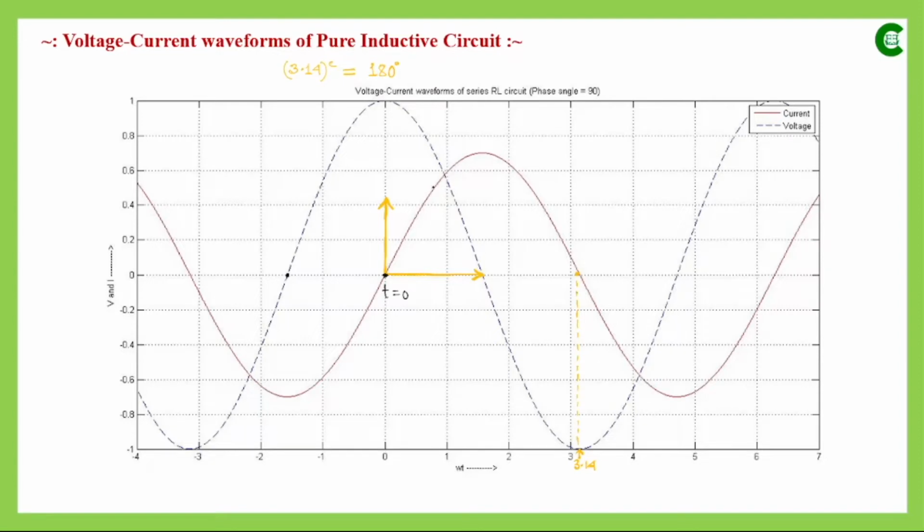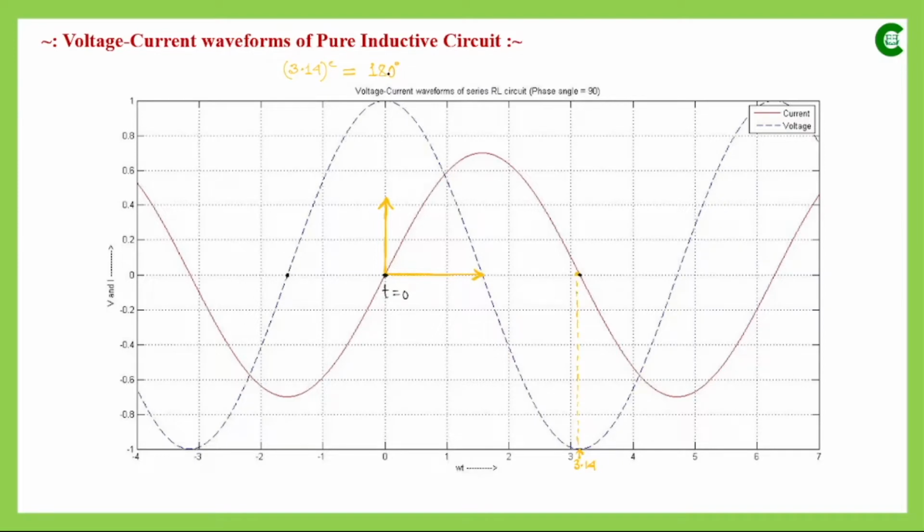As we can see here, for the positive half cycle of the current waveform, this is the point where it enters into the negative cycle, and this measures 3.14. Now we know that the relationship between degree and radian is pi radian is equal to 180 degree, and pi we approximated as 3.14. So 3.14 radian will be equal to 180 degree.